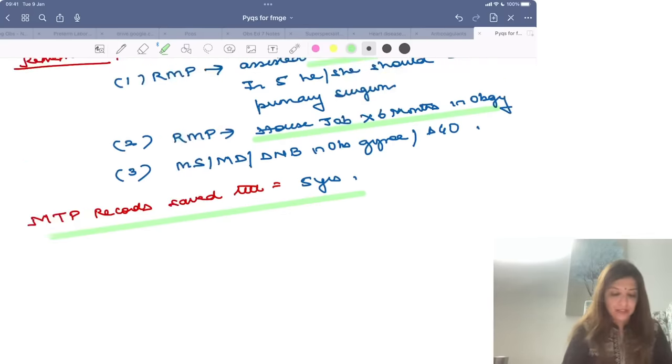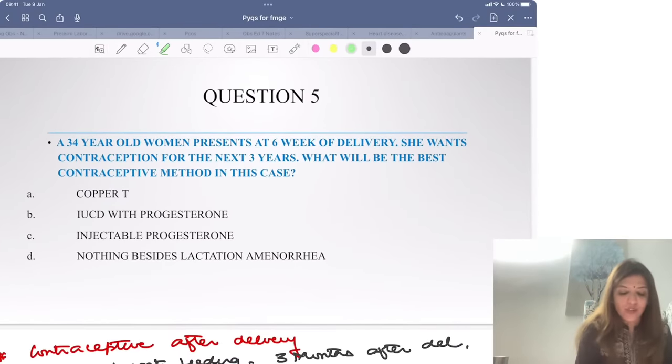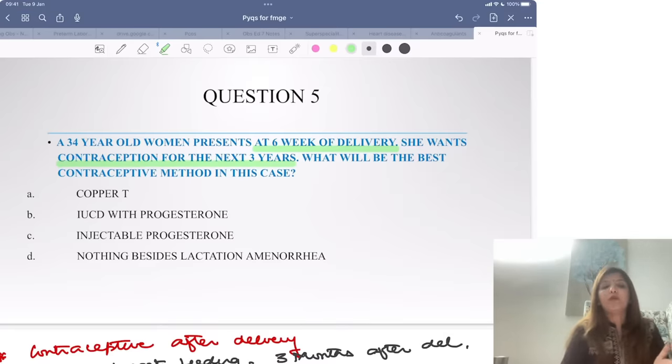Clear? Next question. A 34-year-old presents at 6 weeks of delivery. She wants contraception for next 3 years. What will be the best contraceptive method in this case? Right. Now, very important, because it has been asked in your June 2022 exam, is contraception in the postpartum period. So, I am just going to take 5 minutes to explain this question.